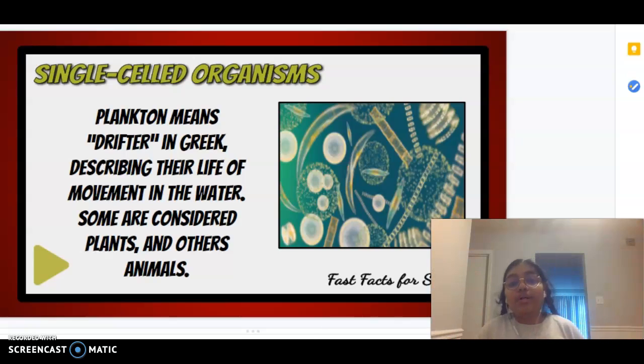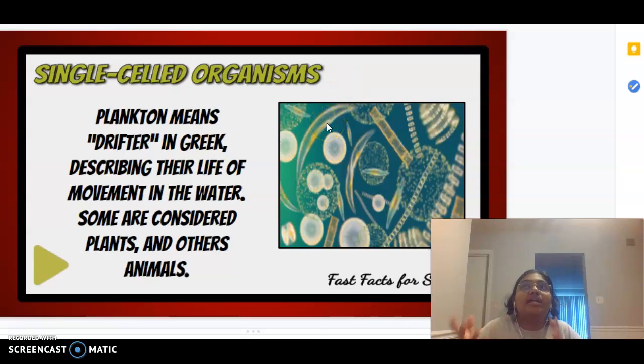Hey guys, welcome to today's topic. We are going to continue learning about single-celled organisms and planktons. So as you can see here, this is a very accurate picture of a plankton.